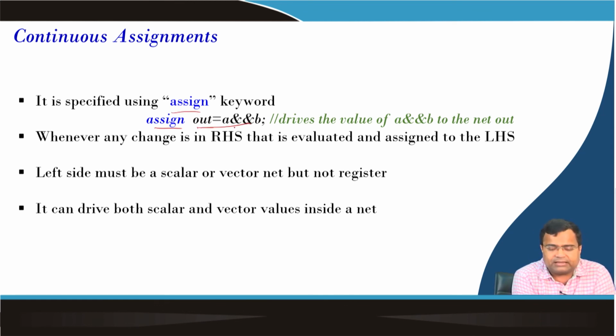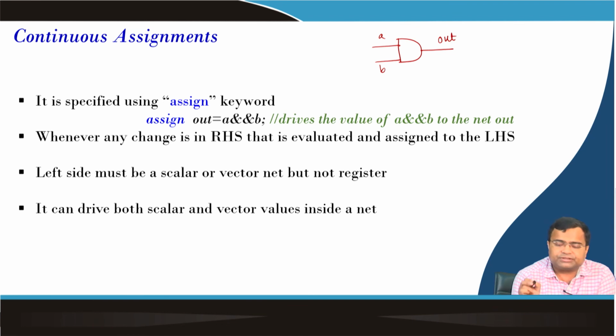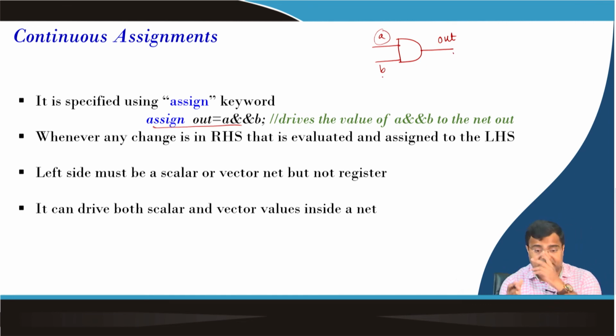Then out is A and B, that means it is basically ANDed between A and B. Here out is nothing but the output of an AND gate. If I take an AND gate with inputs A and B, and this is out. Since it is a continuous assignment, if there is any change in A, the output will change, and any change in B, the output will change. So it will respond immediately. There is no clock synchronization here.